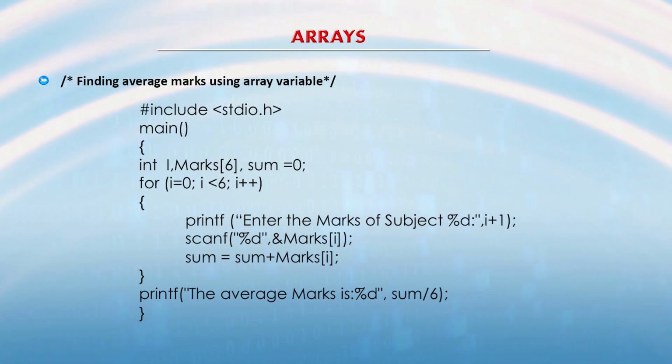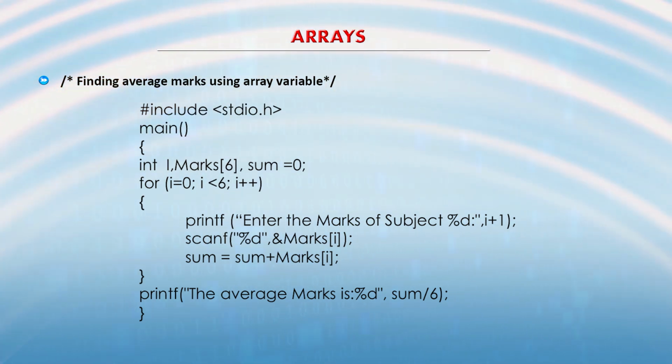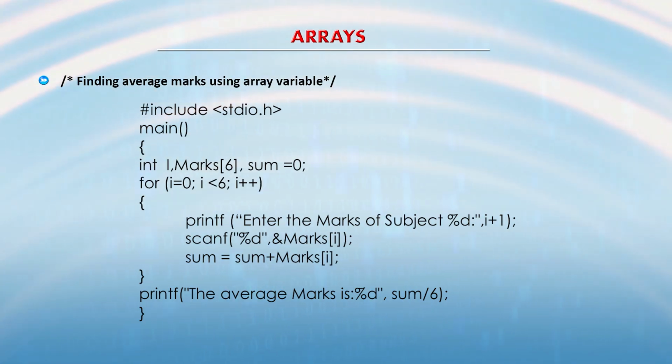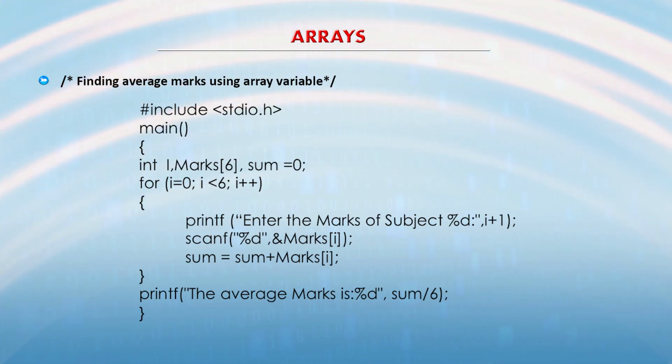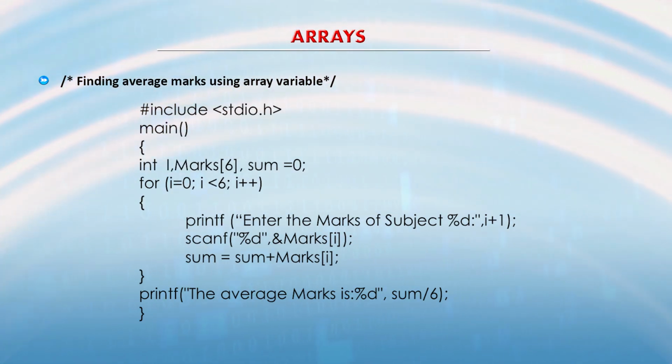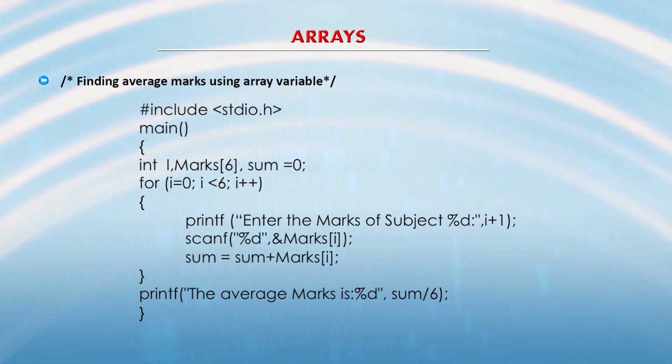Now, to calculate the average, we divide the value of sum by 6, because 6 subjects' marks have been entered. So, the average marks are given by sum divided by 6. This is how the execution of the array program happens.